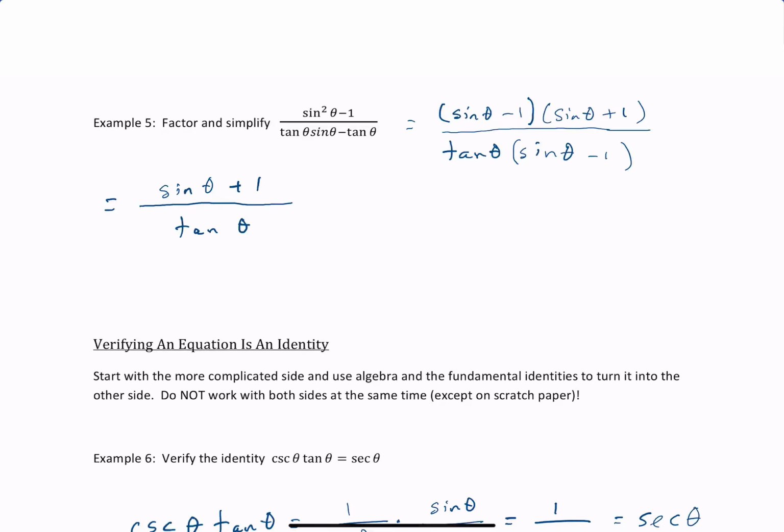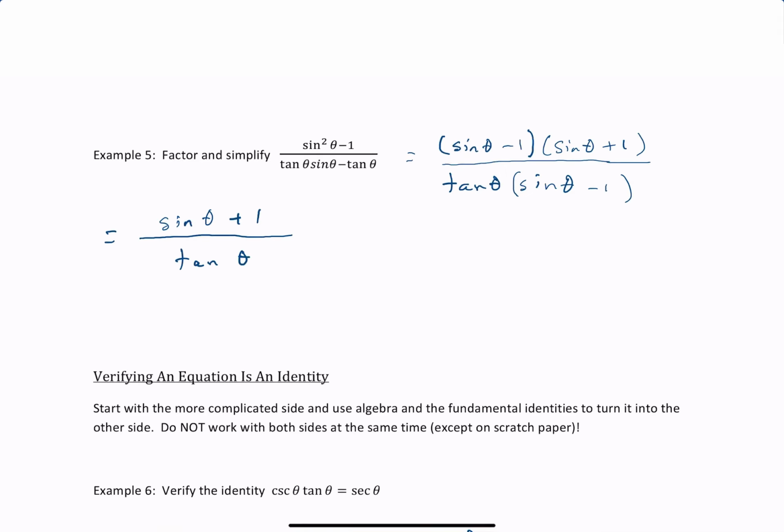In the denominator, there's a common factor of tangent. So we factor it out and get tangent of theta times sine of theta minus 1. Now we can cancel the common factor in the numerator and denominator of sine of theta minus 1, leaving us sine of theta plus 1 over the tangent of theta.